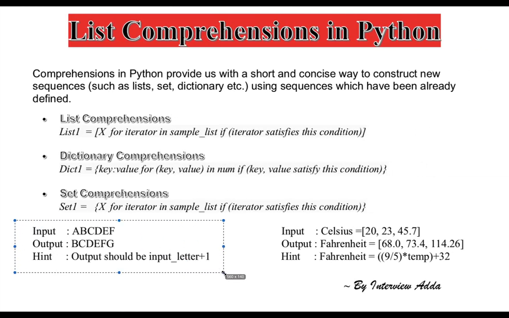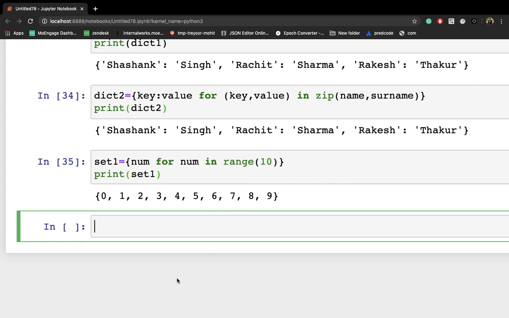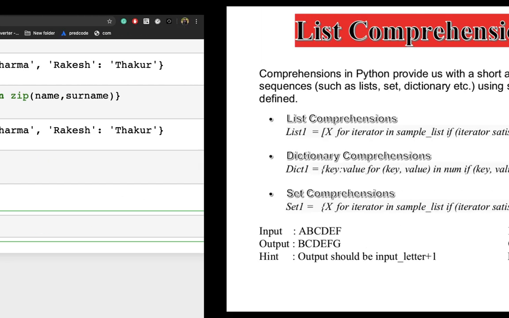So I'm writing code for the first scenario. What I can do here is write str1 equals, let me provide one string, let's say Shashank. Or else you can write the same thing, a b c d e f, as I wrote here.